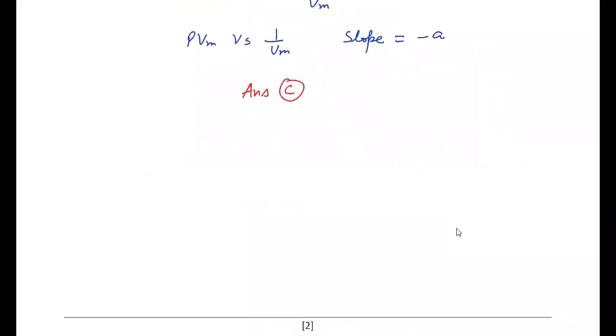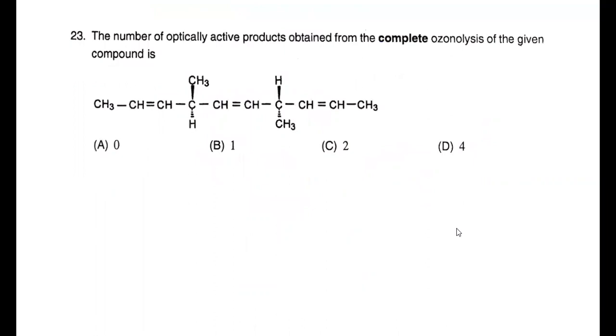Now question number 23. In this question is given the number of optically active products obtained from the complete ozonolysis of the given compound. So first you have to perform ozonolysis over here. That will be executed at the location of pi bond. So this place, this place, this place. These are the 3 locations where ozonolysis will take place. After ozonolysis, you first write down the products.